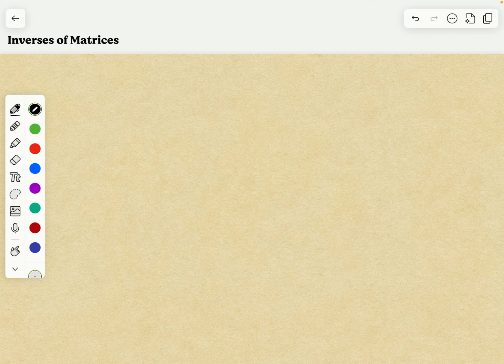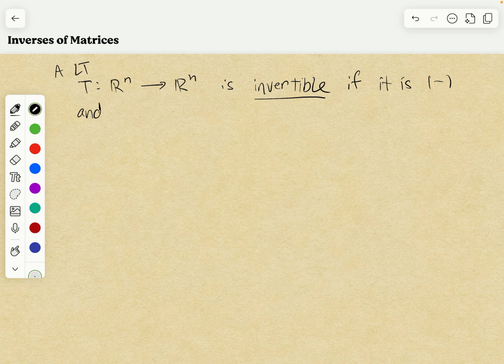Remember that a linear transformation T from Rn to Rn is said to be invertible if it is one-to-one and onto. Let's just recall what the words one-to-one and onto mean. One-to-one means that whenever you have two different inputs, you get two different outputs. That's basically what one-to-one means.